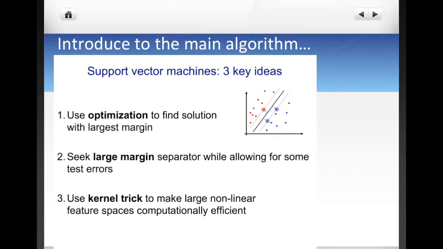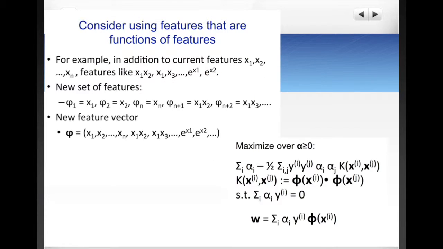However, it is not always possible to find such a solution. For example, the data points may not be linearly separable. Thus, we follow the second key idea, which is to seek a large margin separator while allowing for some errors. But we cannot sacrifice our model's accuracy all the way to achieve a larger margin. Hence, we still need nonlinear models to make this algorithm applicable to more general datasets.